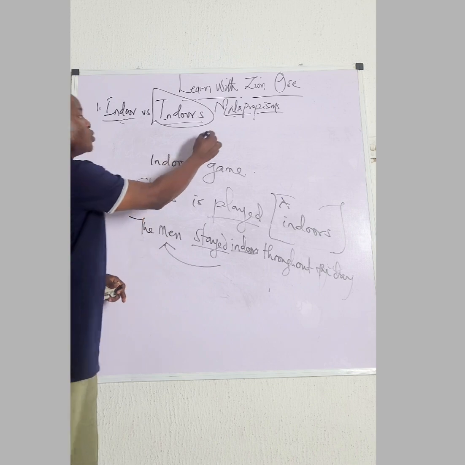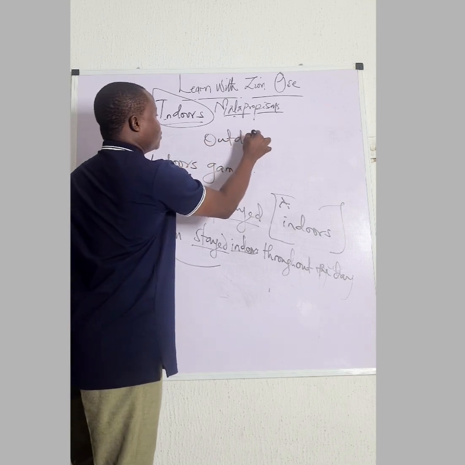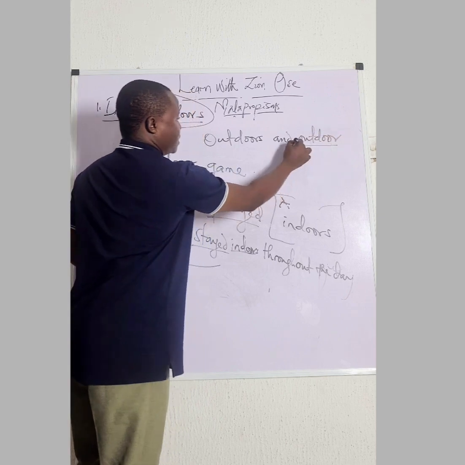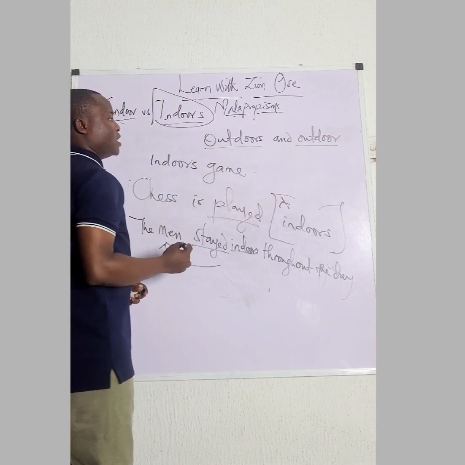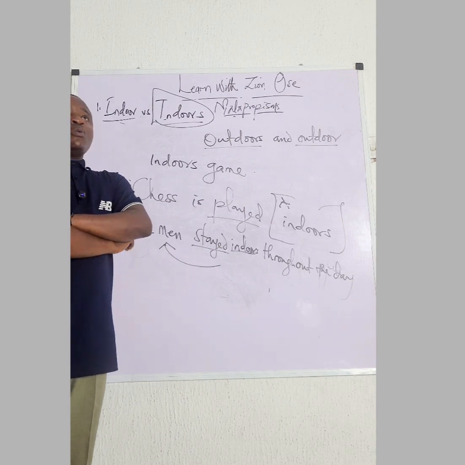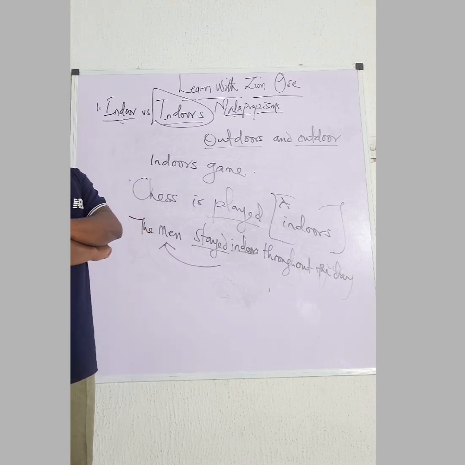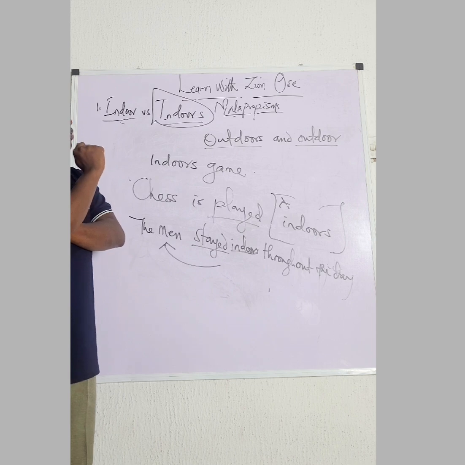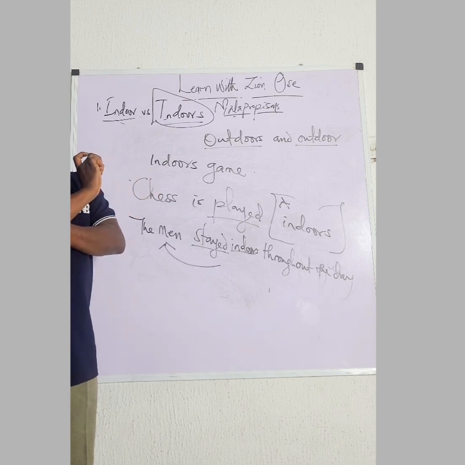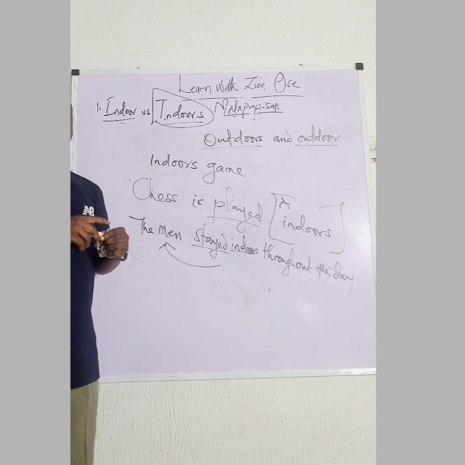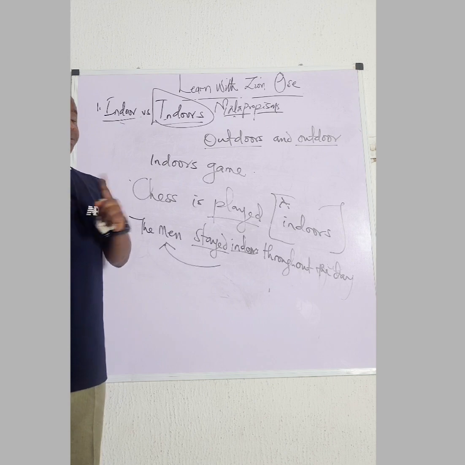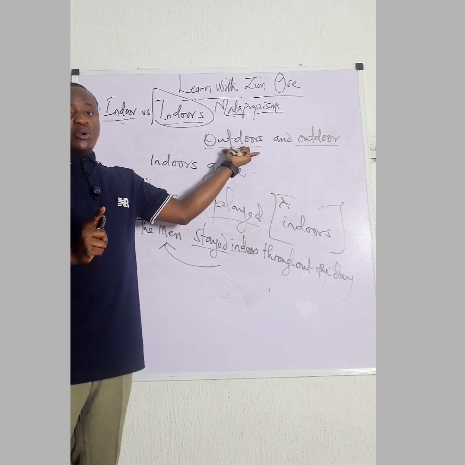This same rule applies to outdoors and outdoor. Outdoor is an adjective, while outdoors is an adverbial or an adverb. For instance, they ask you this question. What would your answer be if I asked, the party or the event happened dash? The event happened dash. It means they're asking you where the event happened. So the answer is going to be an adverb. So we'll say the event happened outdoors.